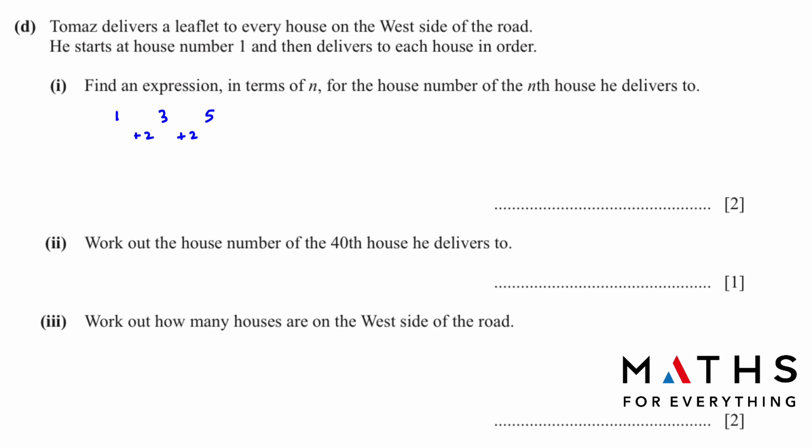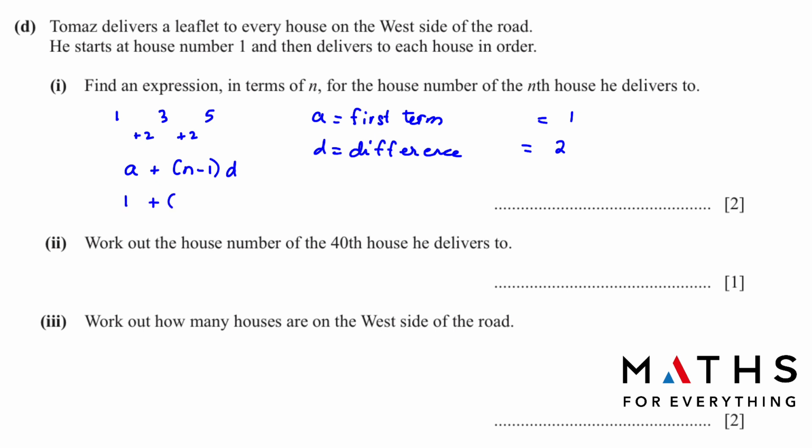So this is an arithmetic sequence. To find the nth term of an arithmetic sequence, we use the formula a plus (n minus 1)d. a is your first term and d is your difference. So in our series, what is the first term? 1. And what is the difference? 2. Just replace it here. Expand the bracket and simplify. So 2n, 1 minus 2, minus 1. 2n minus 1. This is the proper way to solve it.